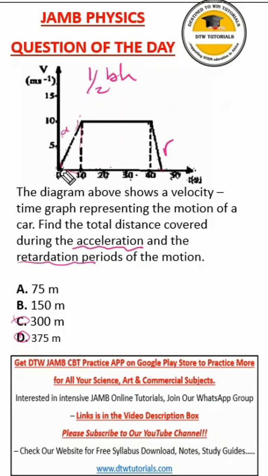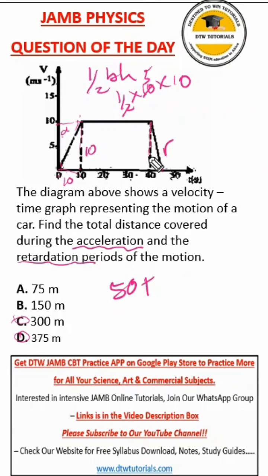Remember, half base times height is the area of the triangle. So where's our base? Our base is from here to here. From here, this is 0, this is 10. So our base is 10. And what is our height? Look at our height. This is 10. So this will be half times 10 times 10. We cancel, this is 5. 5 times 10 will give us 50. So let us look for the other one, and we add it up.